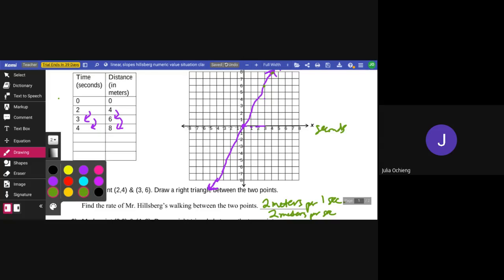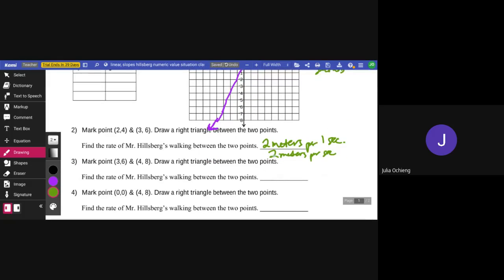There's 3.6, there's 4.8. You're going to want a right triangle there. So there's my right triangle in green. Draw a right triangle between the 2 points I just did. Find the rate of Mr. Hillsberg's walking between the 2 points.